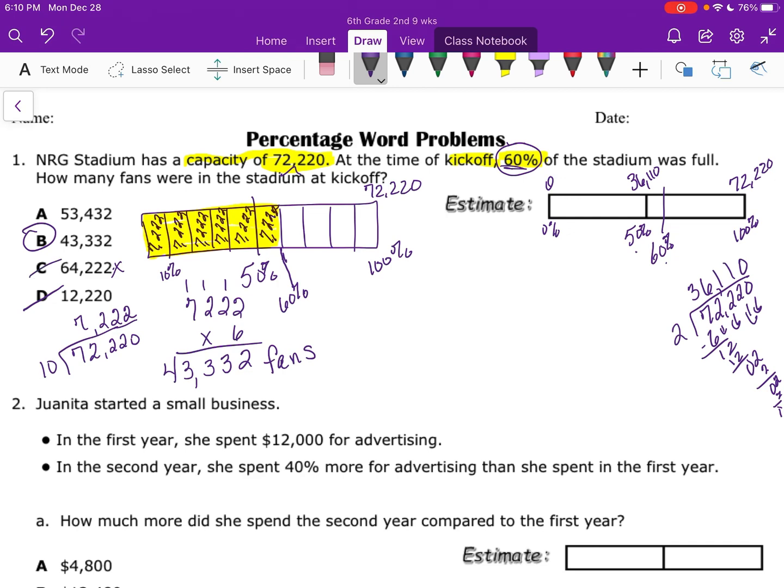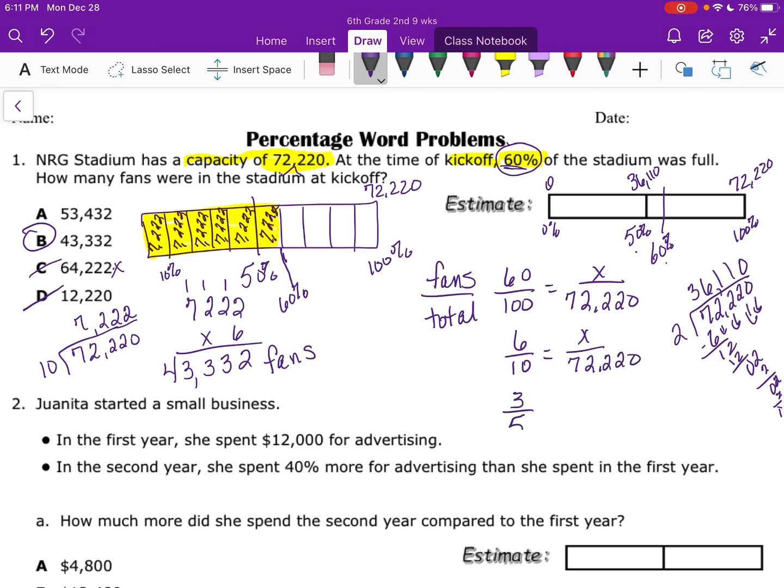All right. So if you did the proportion, you would be doing fans to what? Fans to total. So it's 60% or 60 per 100 equals, and then we know our total capacity is that. I would definitely simplify. You could simplify again to 3/5.